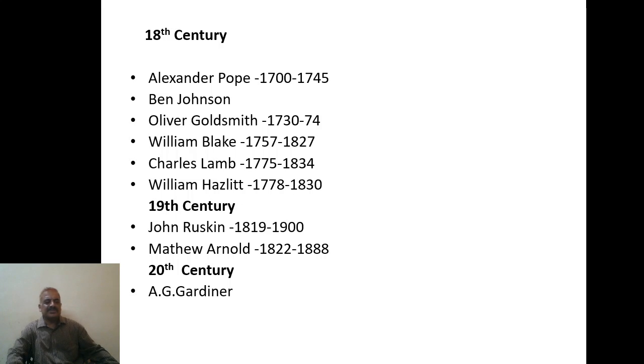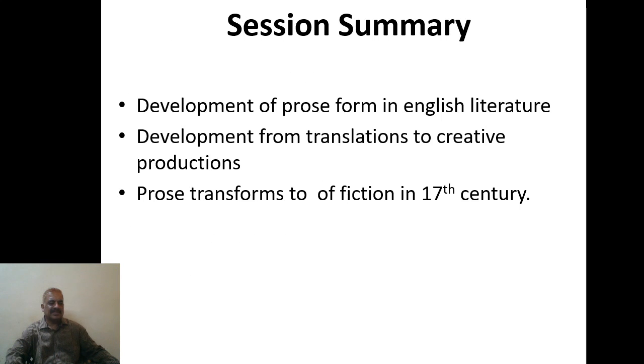Alexander Pope, Ben Jonson, Oliver Goldsmith, and others have written in new style of prose, that is poetic prose. William Blake, Charles Lamb, William Hazlitt wrote in new unique prose style. In 19th and 20th century, John Ruskin, Matthew Arnold, and other writers used prose form to express the scholarly views of society and literature. In this way, the prose form has taken new dimension and styles at different levels.